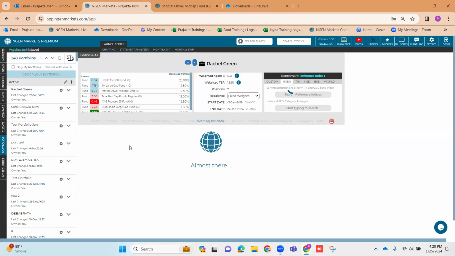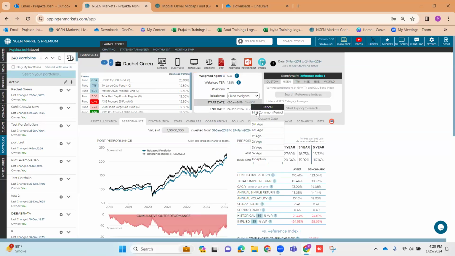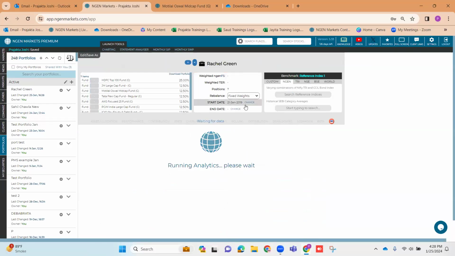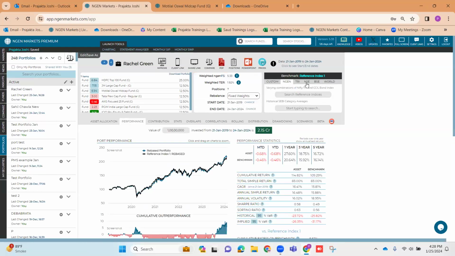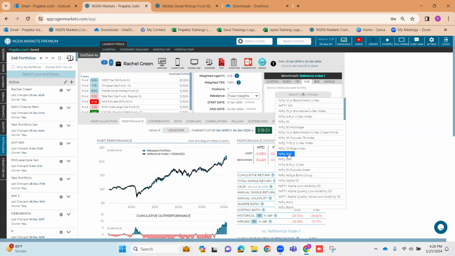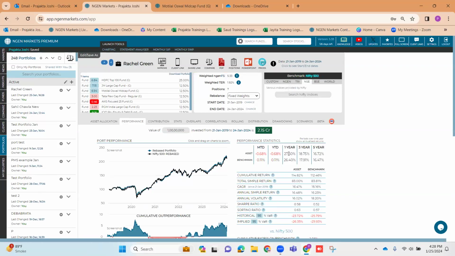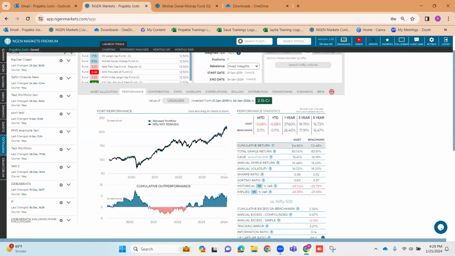Now you see it's a 7-fund portfolio, and let's change the start date again. So this is now a comparable 5-year performance that we were seeing. Compare that with Nifty 500. That is what our benchmark was. And we see there's a 2% excess return by my portfolio versus that of the benchmark, because if you see, previously the portfolio return was similar to that of the benchmark, right?